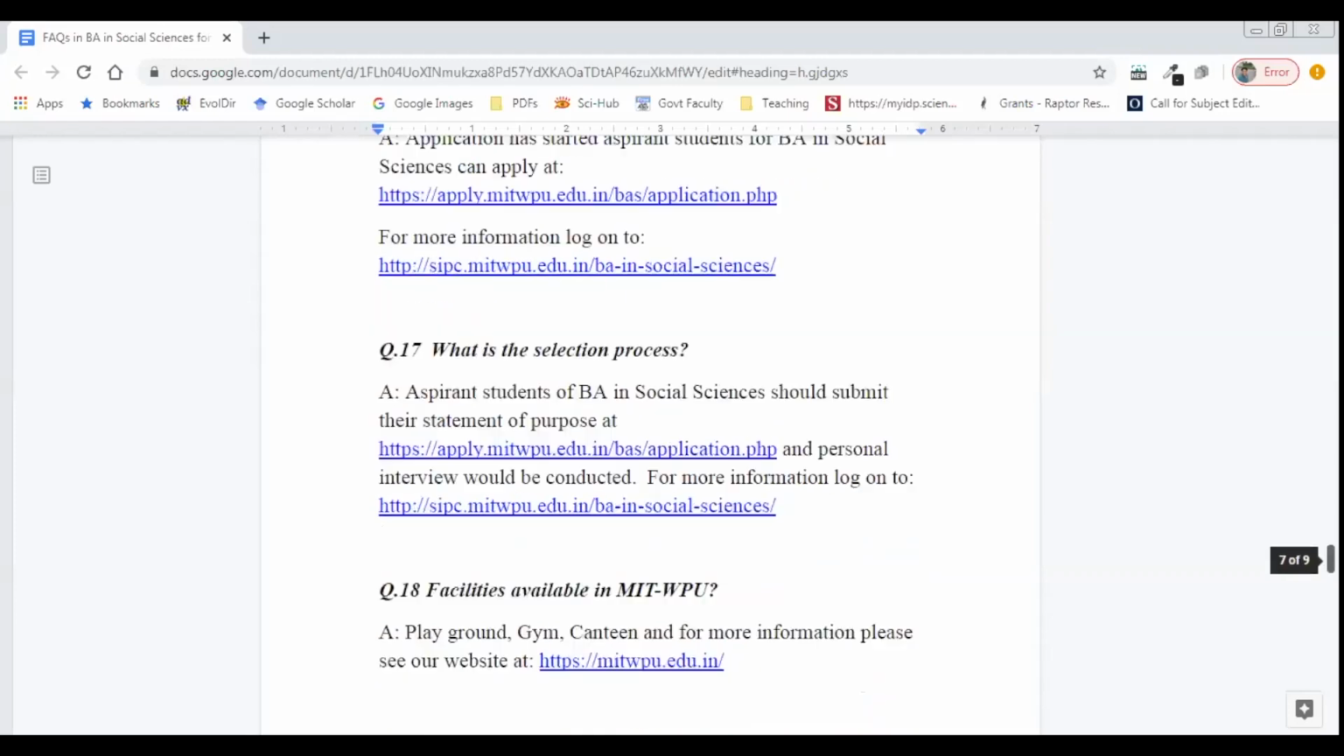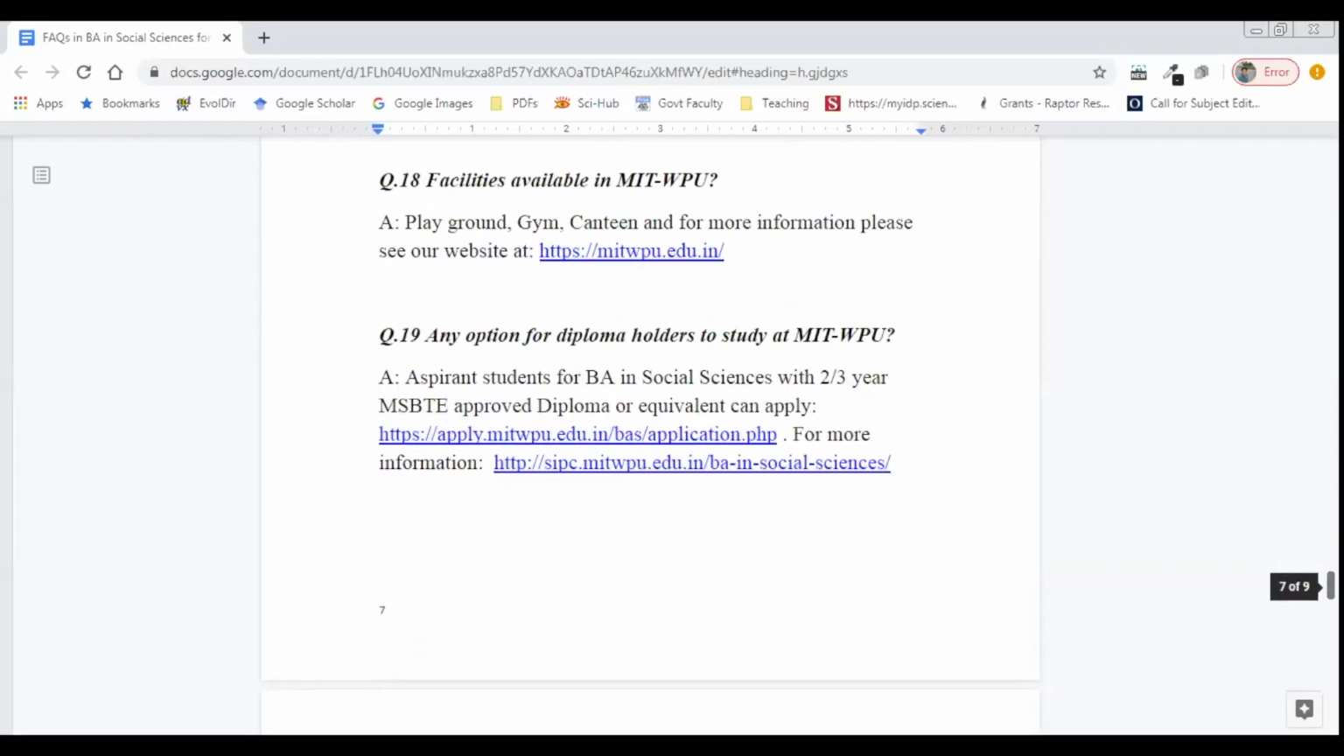Okay, our next question is coming from Siddharth. Siddharth is asking, is there any option for diploma holders to study this program at MIT World Peace University? The question is whether there is an option for diploma holders to be part of this program and study this program.